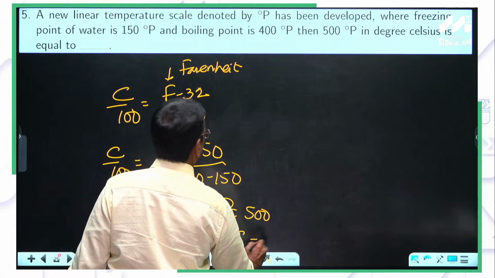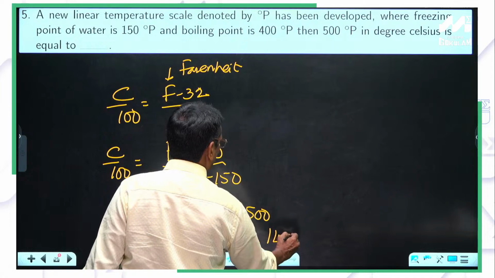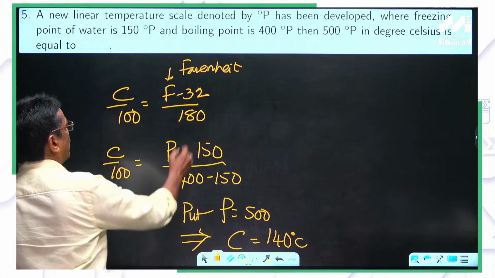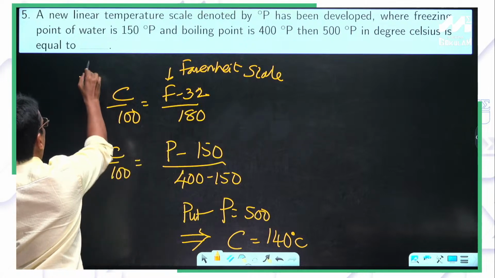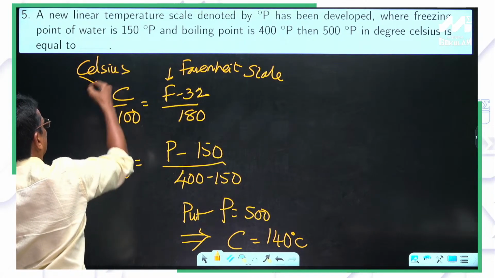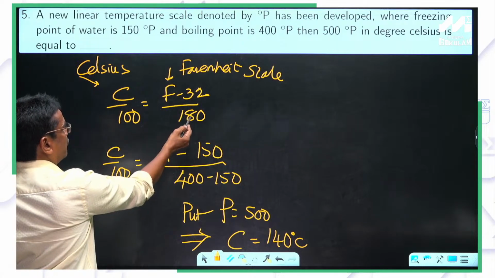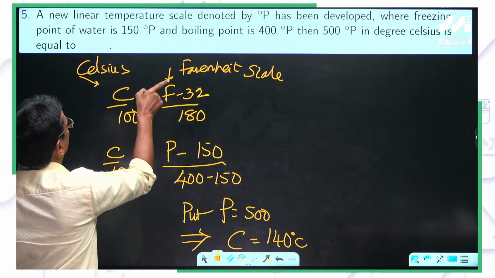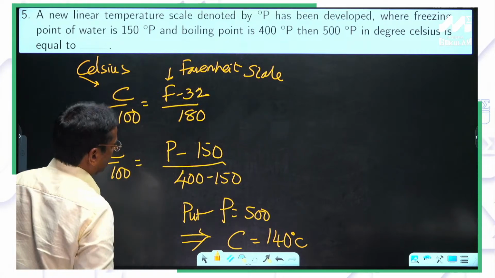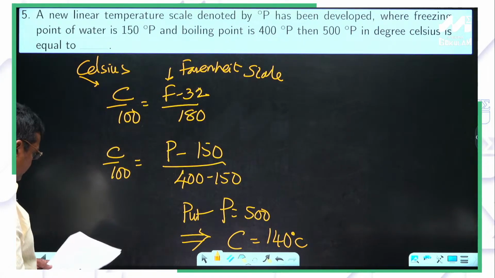Celsius, we get C. C will be how much? C will be 140. This is a Fahrenheit scale. This is a Celsius scale. Similarly, we have got another scale. This is the difference between boiling point and freezing point. Boiling point is 400, freezing point is 150. Put P equal to 500, corresponding Celsius will be 140.